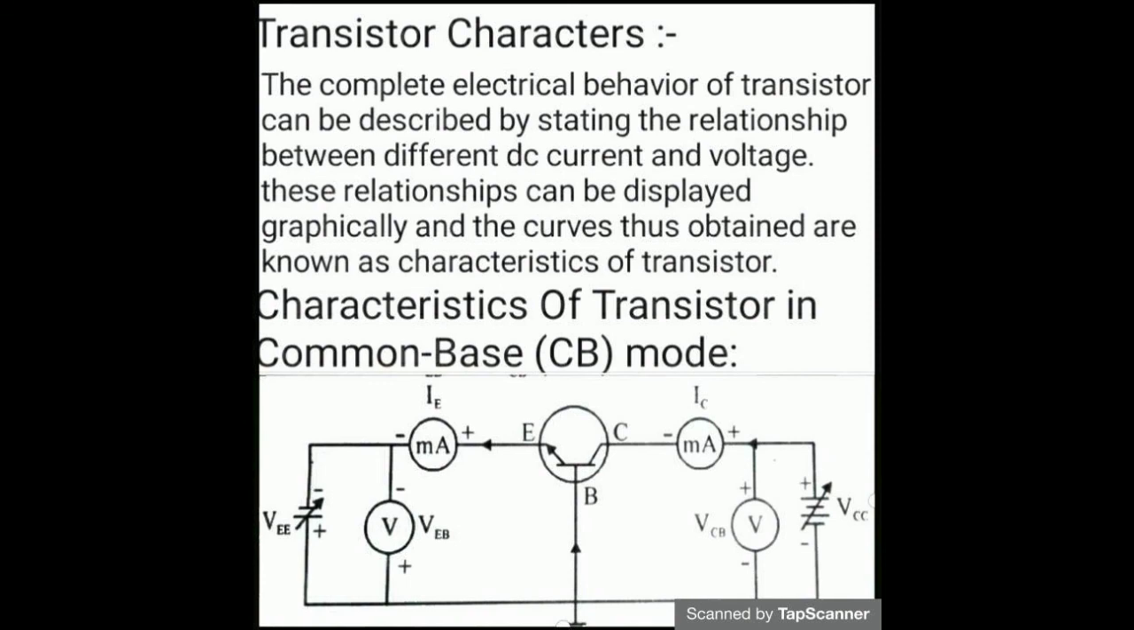Transistor characteristics. The complete electrical behavior of a transistor can be described by stating the relationship between different DC currents and voltages. This relationship can be displayed graphically, and the curves thus obtained are known as characteristics of the transistor. Characteristics of a transistor in common base.